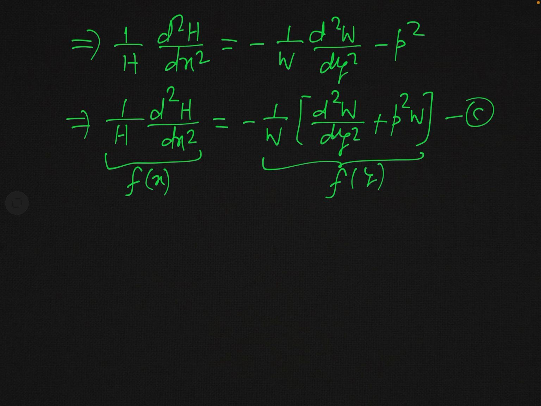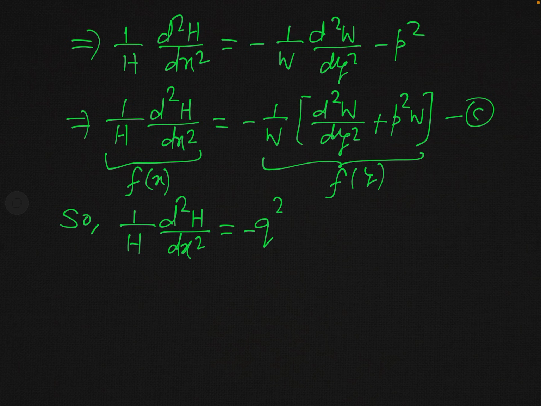And as you know, x and y are independent variables. So for all values of x and y, this equation will get satisfied only when both sides of this equation will be equal to the same constant, which is actually called the separation constant. So you can write 1 over h d2h by dx square, and this is equal to a negative constant.